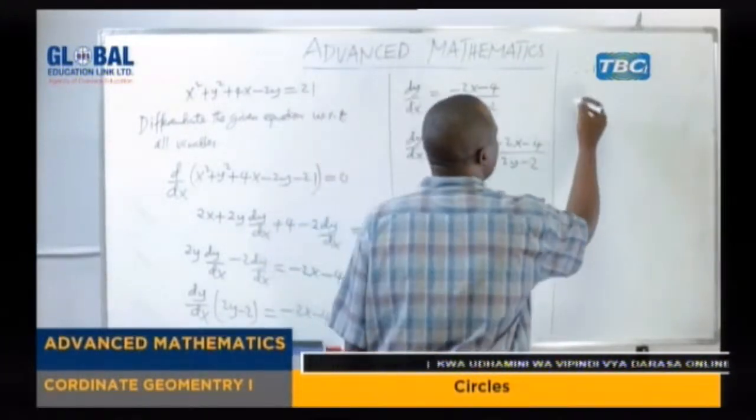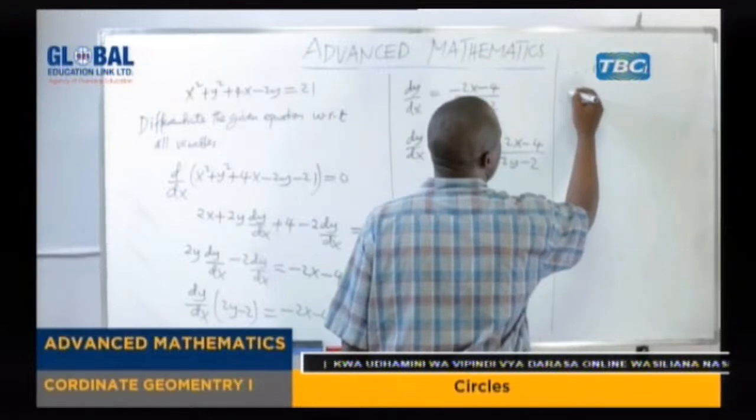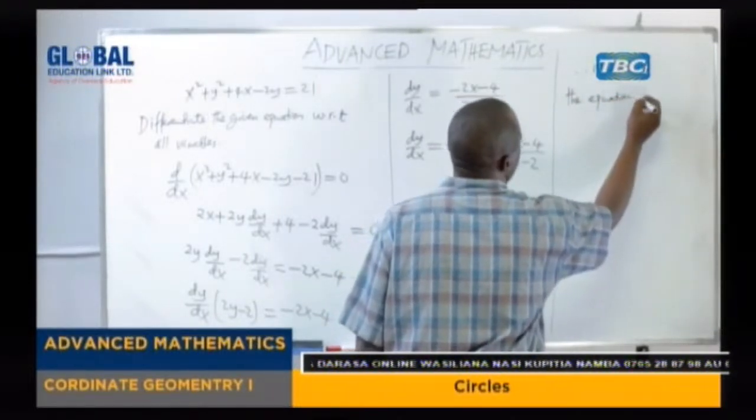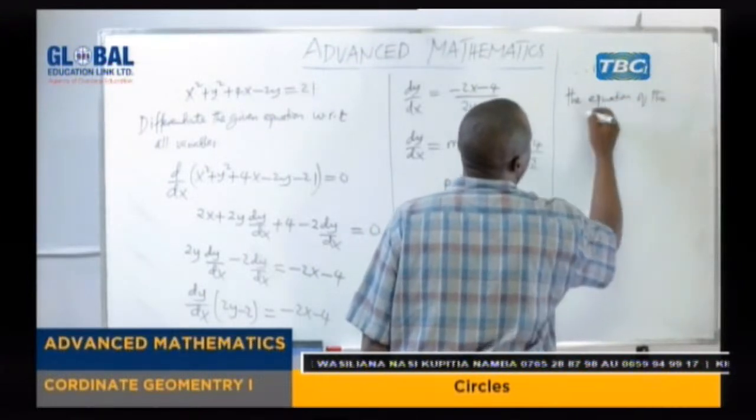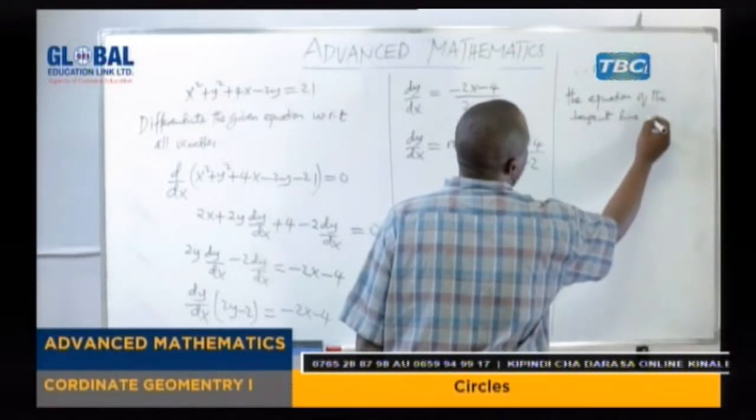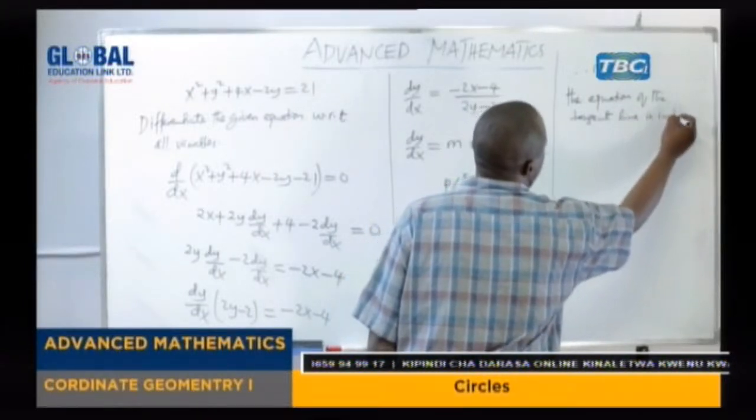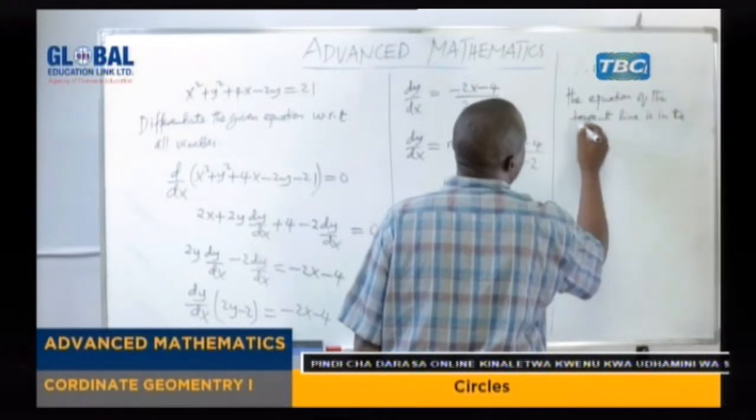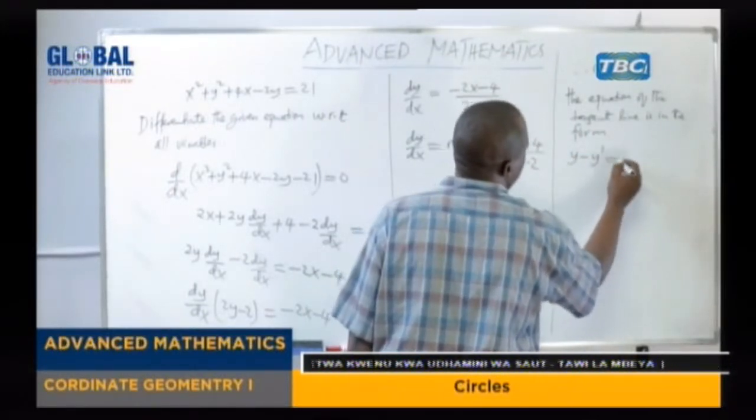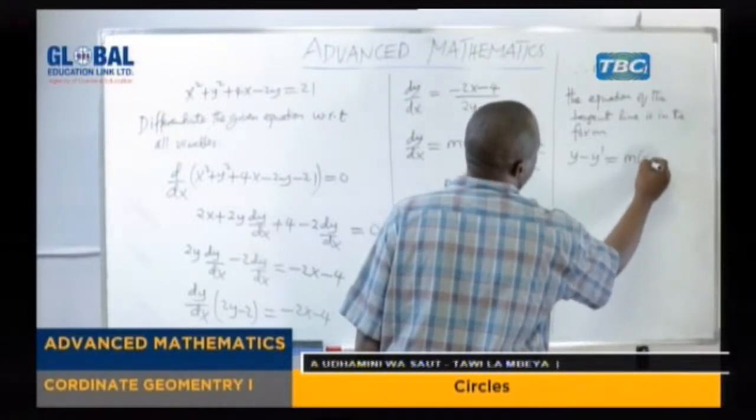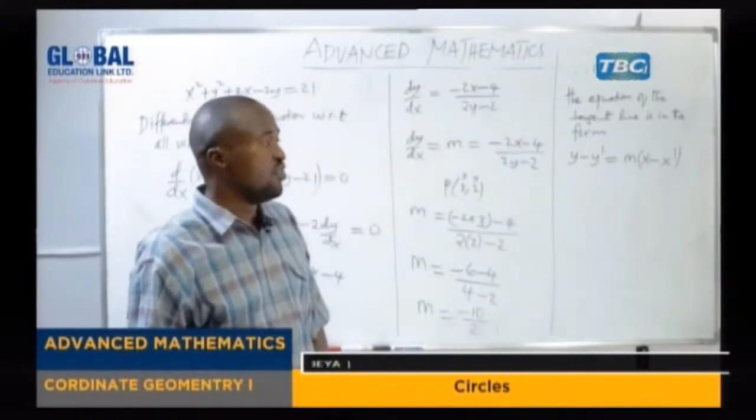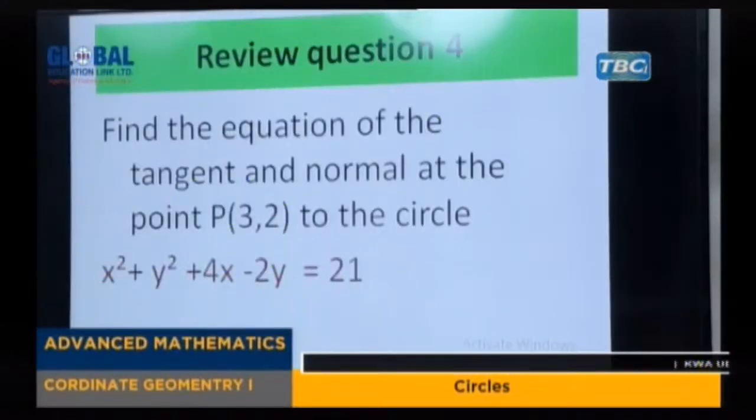The equation of the tangent line is in the form y minus y dash is equal to m times x minus x dash. So that is the form of the equation of the tangent.